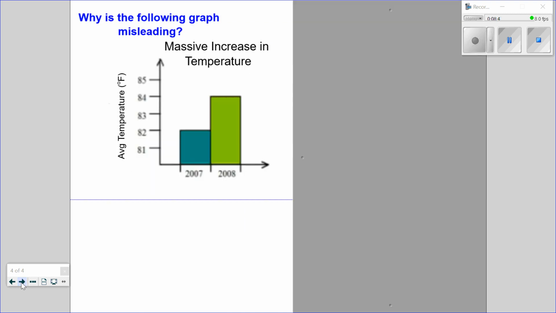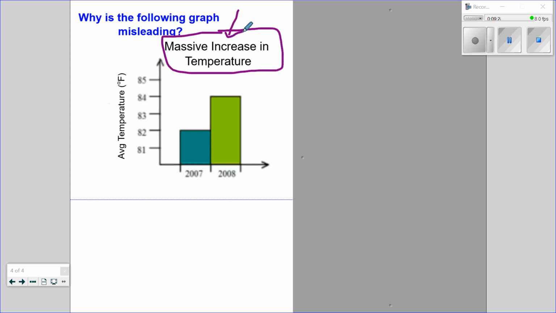It says, why is the following graph misleading? Here, there's a couple of things that you should look out for. The first thing that I noticed right off the bat, the title, massive increase in temperature. Now this title is telling you what to think. They're telling you that there was a massive increase. When you want to make a fair, unbiased graph, you want to come up with a title that does not tell the reader what to think. So that's the first reason why this graph might be misleading.